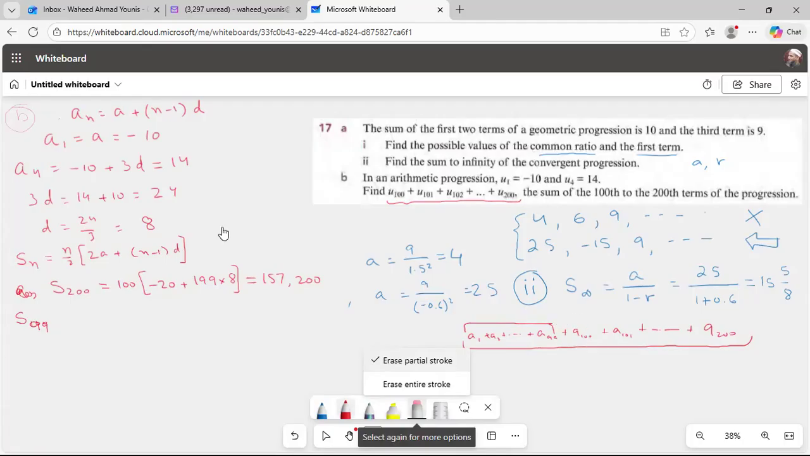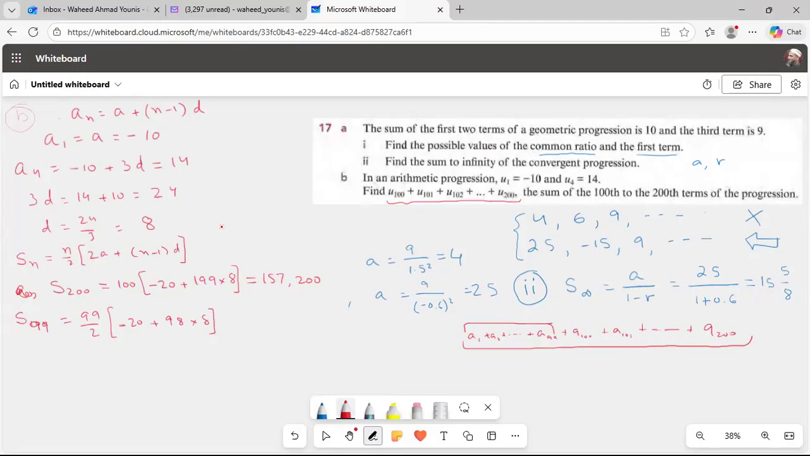So if I had just found S200, right? And now I would find S99. So that is going to be 99 over 2 and 2 times minus 10, that is minus 20, plus 99 minus 1 is 98 times 8, the common difference. And this will give me a number of 37,818, right? So now I'm ready to find this sum.